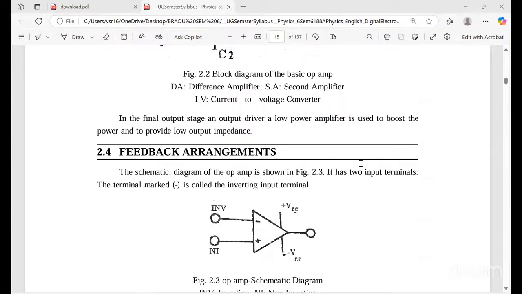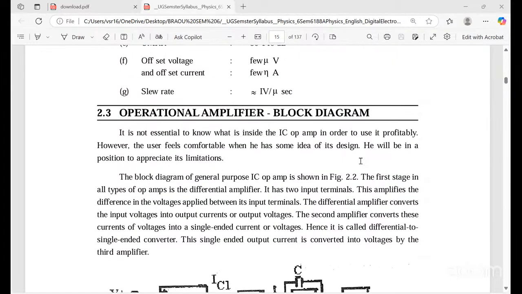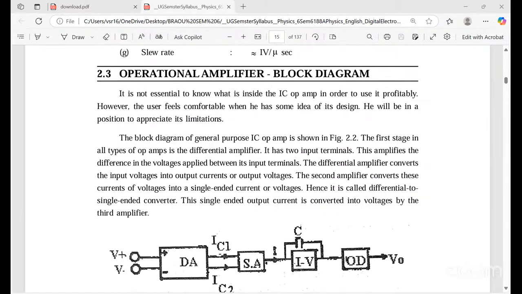So what is the operational amplifier block diagram? You can go for the block diagram here. It is not essential to know what is inside the IC, integrated circuit op amp, in order to use it profitably. Users feel comfortable when they have some idea about its design and the block diagram, which may consist of a general purpose IC op amp.